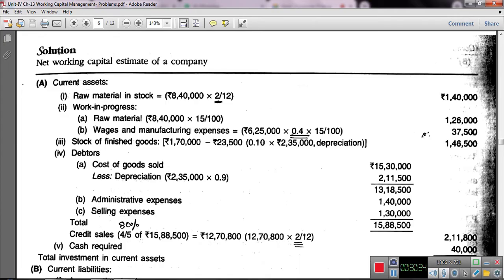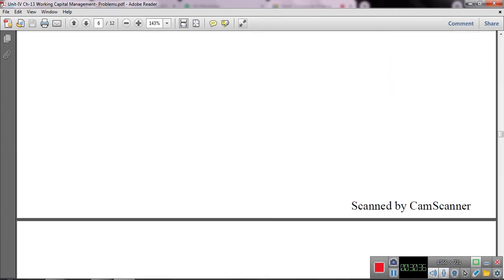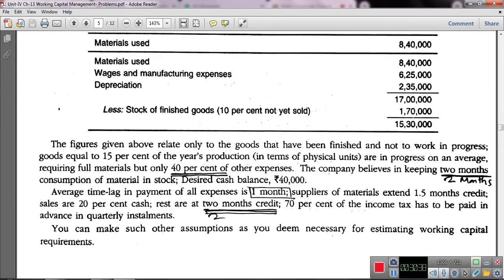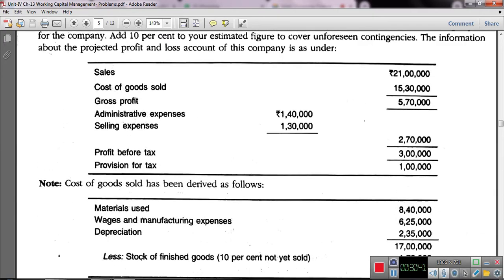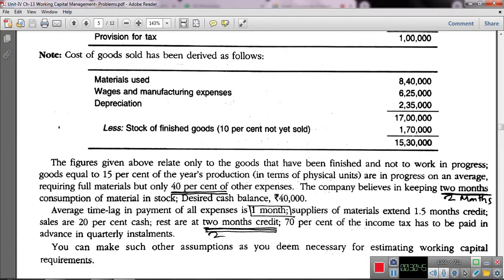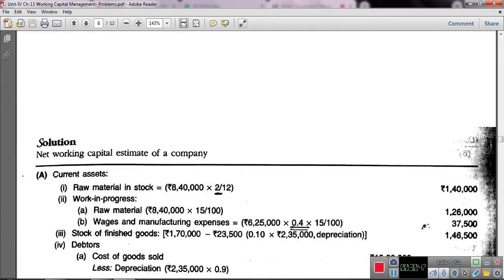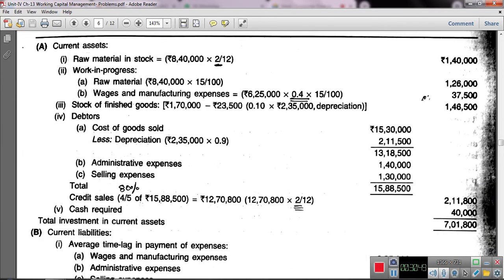The cost of goods sold is 15 lakh 30,000 rupees. It is given in the problem. So then 15 lakh 30,000 less depreciation. You remember here, see here where the cursor is moving.